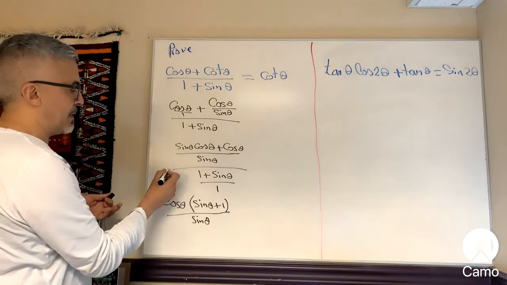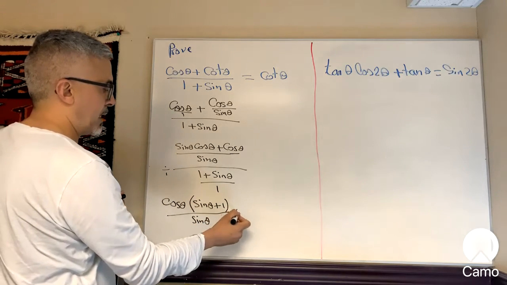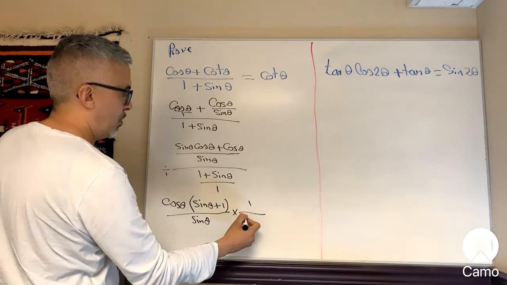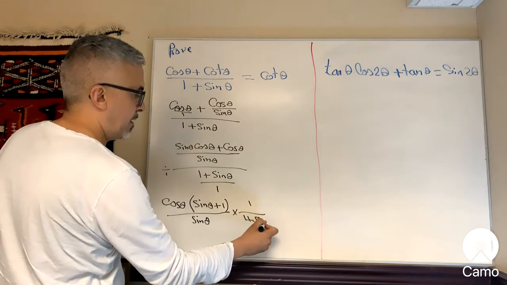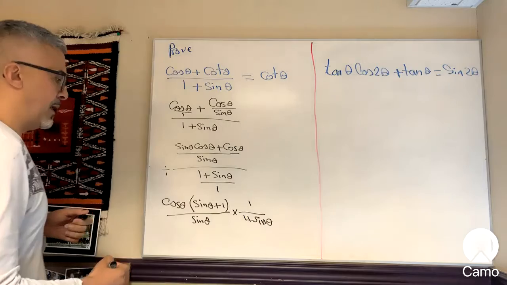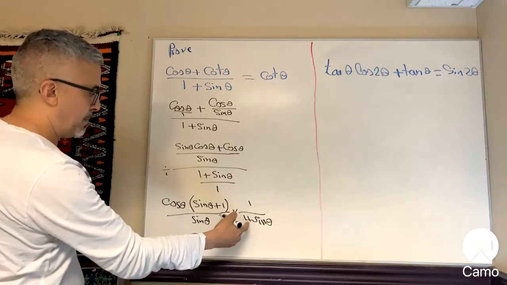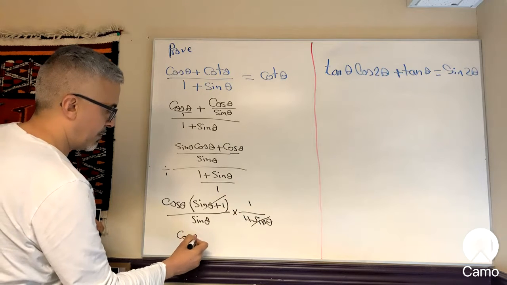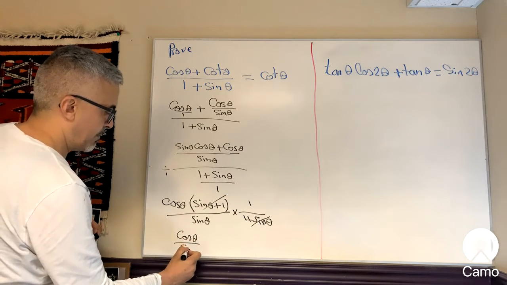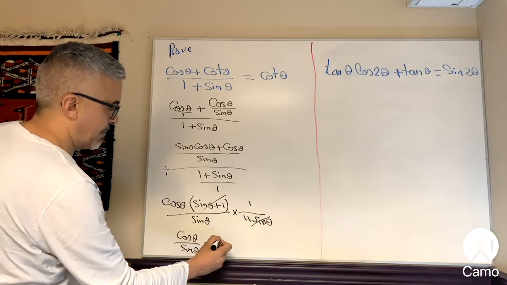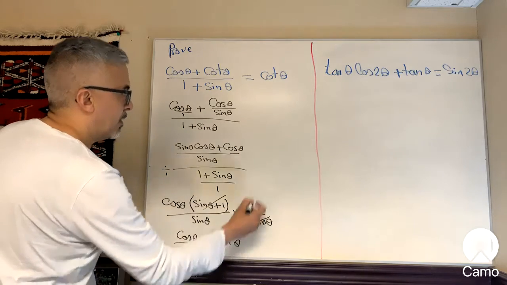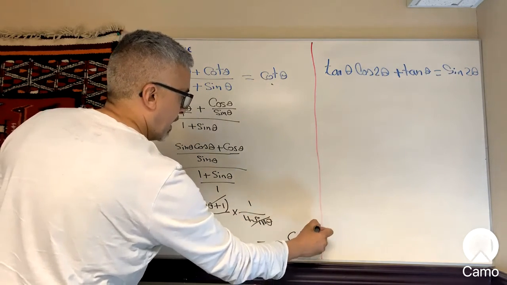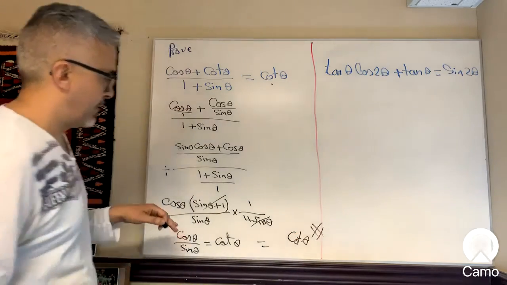So a fraction is the same as division. So what I'm going to do, I'm going to change it to multiplication and flip the divisor. So you flip this and this becomes 1 over 1 plus sine theta. And therefore, now this and this are the same, so they cancel each other out. And you end up with cos theta over sine theta, which is the same as cotangent theta, which is that. So cotangent theta equals cotangent theta. And this has been proven.